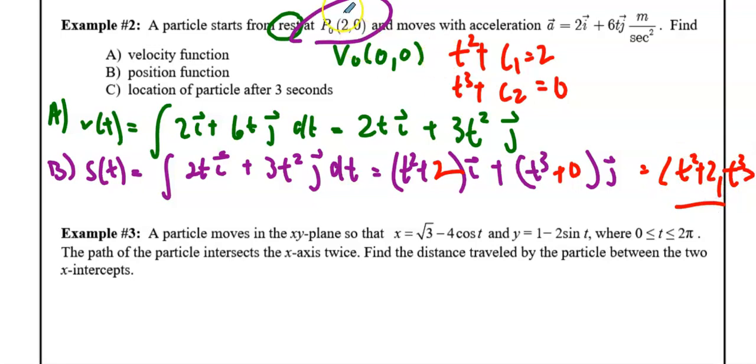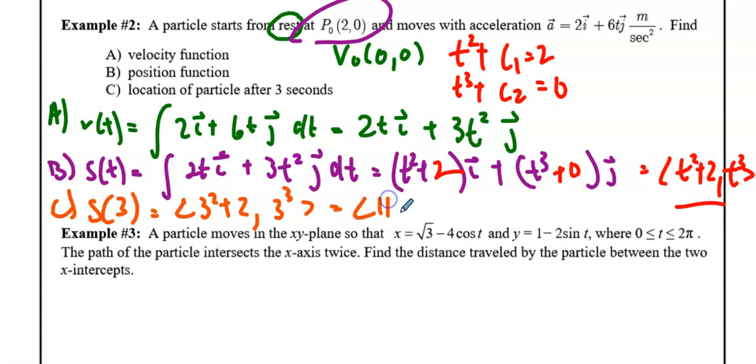The reason why I write it like this is because part C is asking us to find the location of the particle at 3 seconds. So I want to know what S of 3 is. This is really awesome, because all you're doing here is taking your function and plugging in 3. So I'm going to do 3 squared plus 2, that's my i component, and 3 cubed as my j component. I'm going to get 9 plus 2 is 11, and 3 cubed is 27. So this is going to be the position of the particle at time equals 3 seconds.